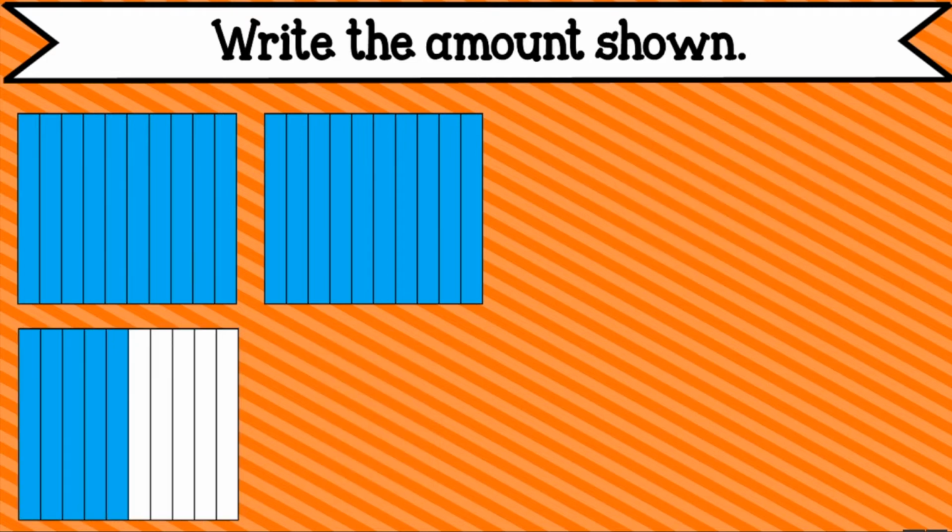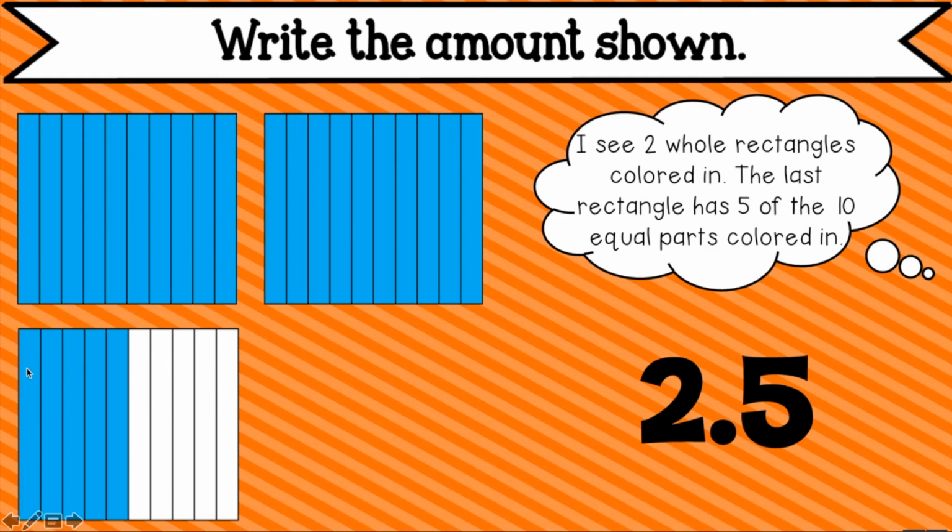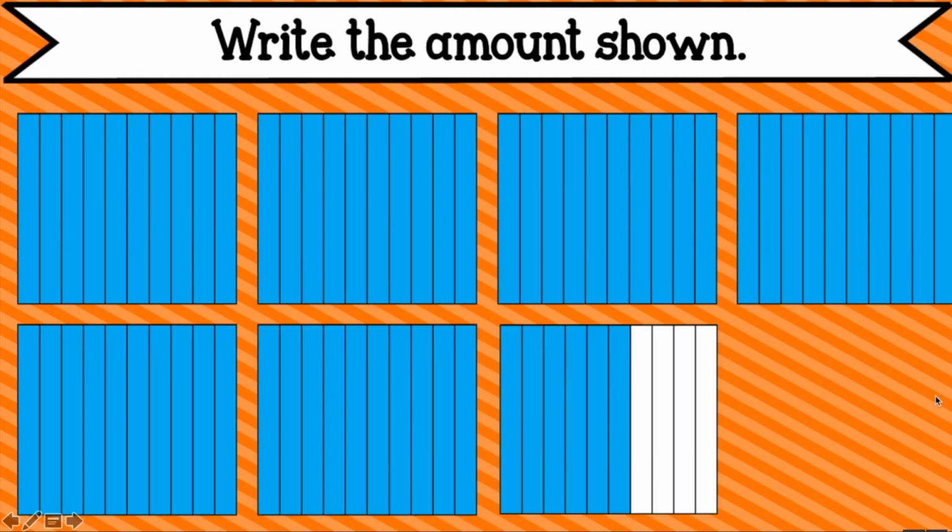Here, write the amount shown. So you see 2 whole rectangles are colored in, and the last rectangle has 5 of the 10 equal parts colored in. This is equal to 2.5. So 2 is the whole number, and 0.5 represents this last rectangle where only 5 of the 10 are colored in. This is 5/10. So 2.5 is the decimal here.